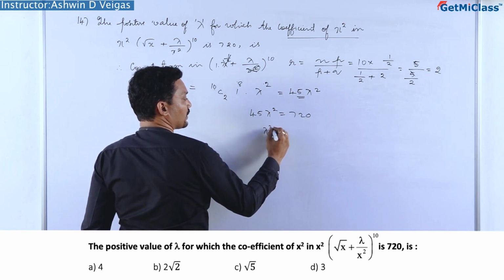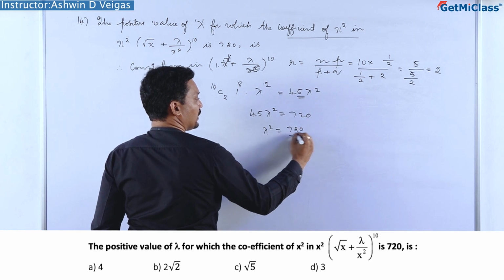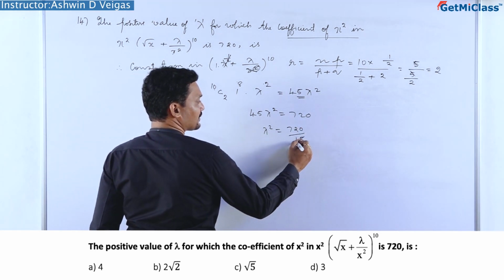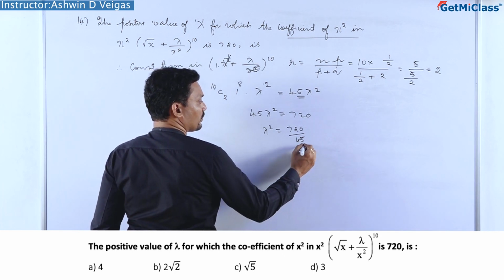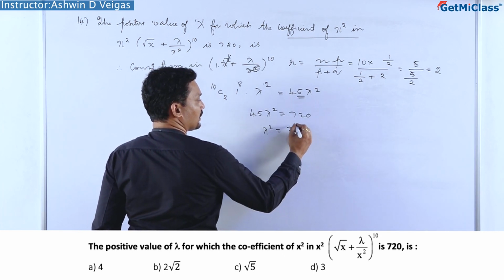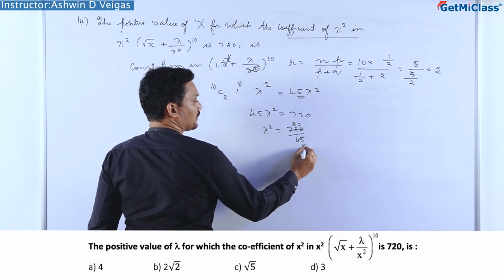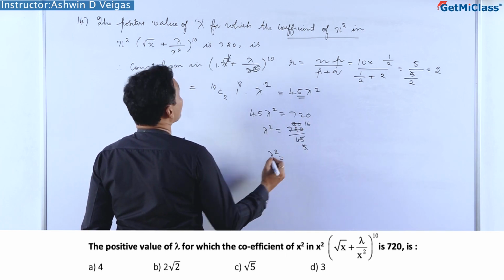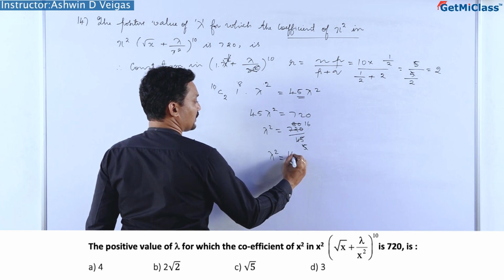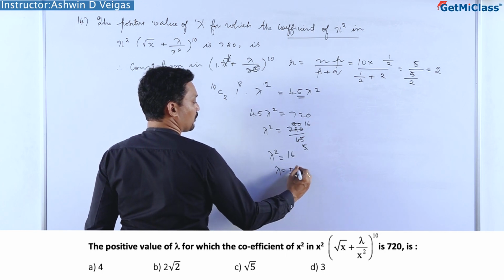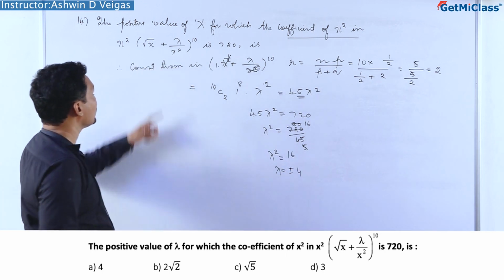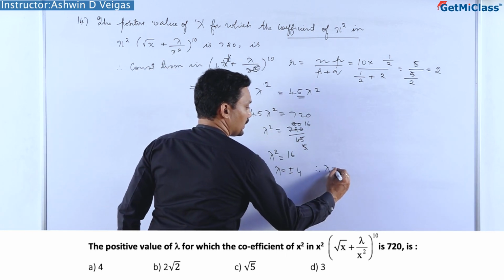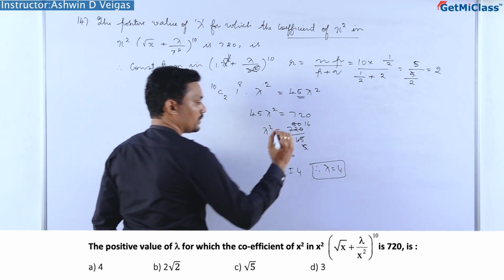So, lambda square will be equal to 720 divided by 45. You can cancel 9 first if you want: 9 5s are 45, 9 80s are 720, then 5 goes 16 times. So, I will get lambda square equal to 16, and lambda equal to plus or minus 4. But they are asking only for the positive value of lambda. Therefore, the answer will be lambda equal to 4.